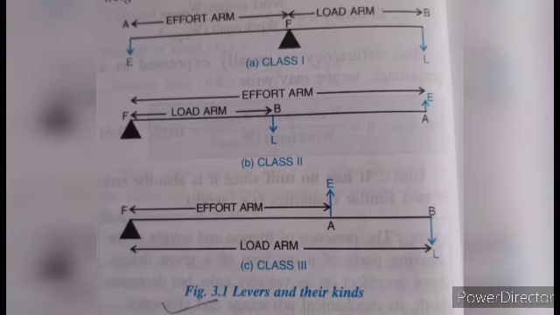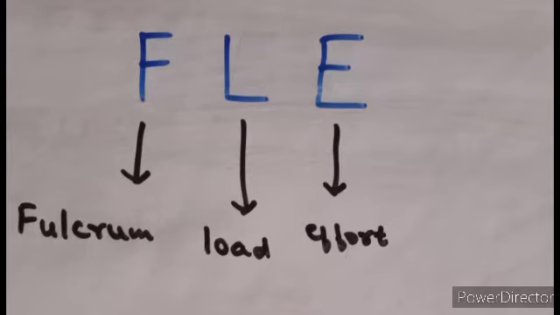Now lever. Lever is the simplest machine. So what is a lever? A lever is a rigid, straight or bent bar which is capable of turning about a fixed axis. Now we have 3 types of lever, and how can you remember these 3 types of lever? You should know a word, FLE. The F stands for fulcrum, the L stands for load, and the E stands for effort.